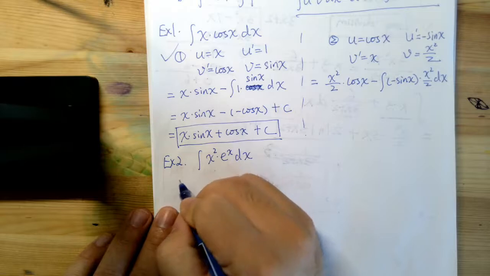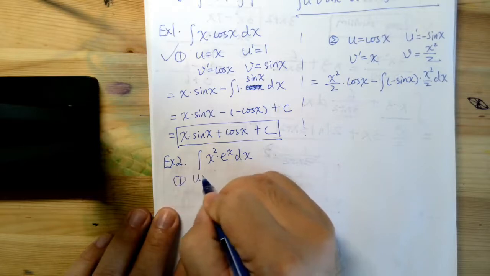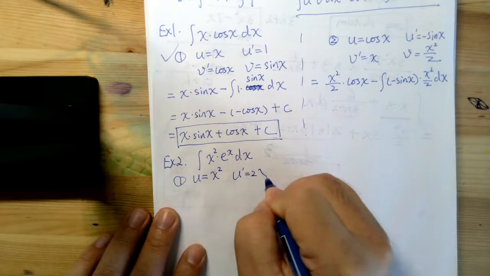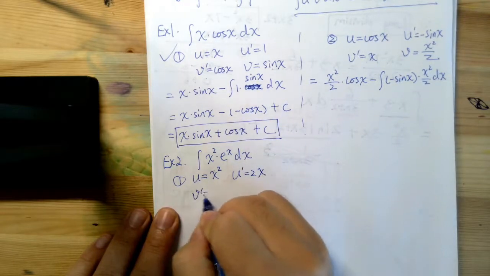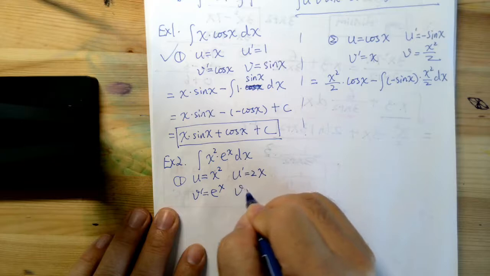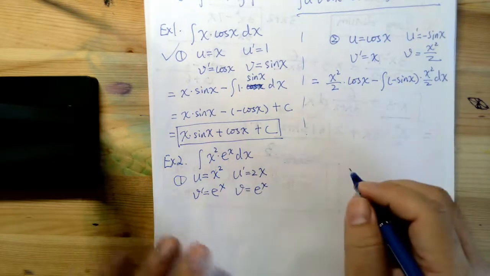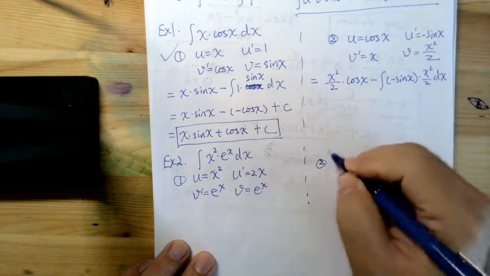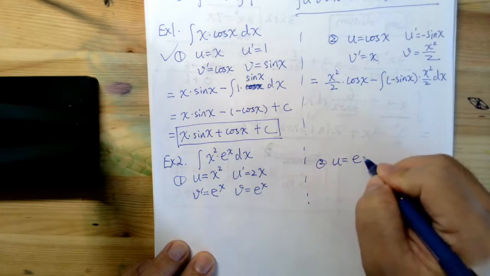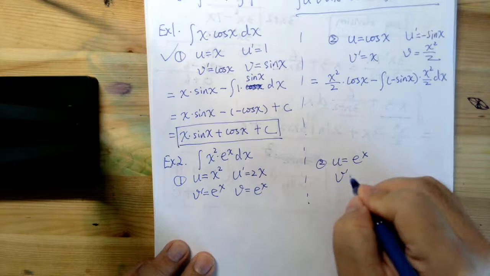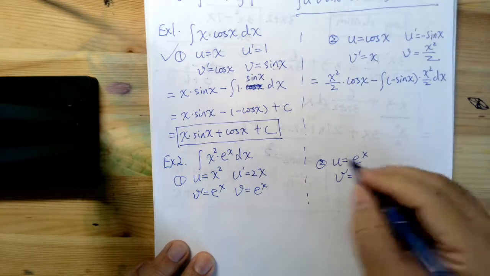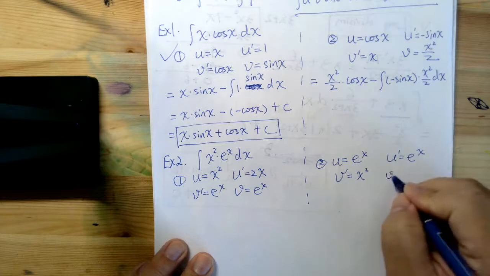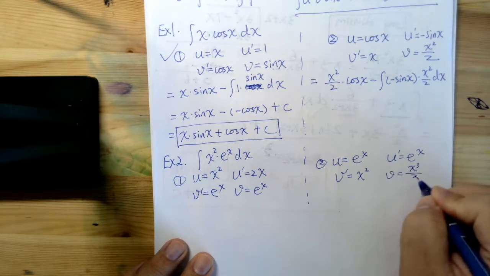You can set u equals x squared, then u prime is 2x, and v prime is e to the power x, and then v is still e to the power x. Okay. So that's to be consistent. You can make another choice: set u equals e to the power x, v prime equals x squared, corresponding to u prime, it's e^x, v is x cubed over 3.